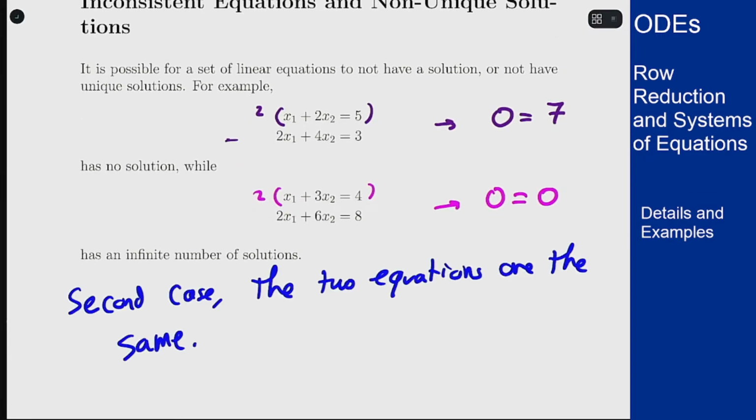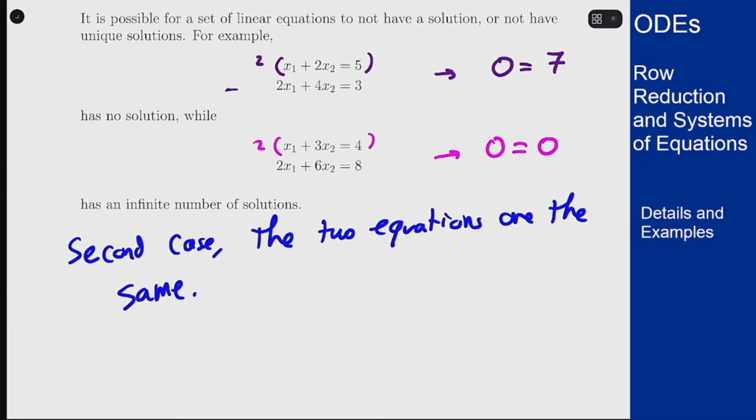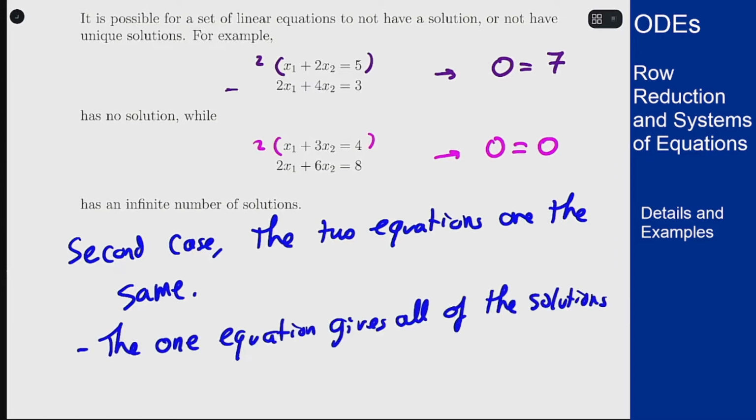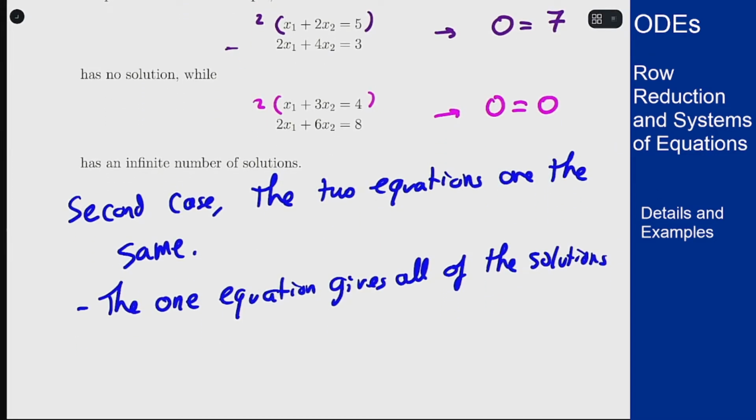And we can also see that directly by looking at them, right? The second one is just twice the first one, and every single term is doubled. So they're really the same equation, and I really only have one equation here. So the one equation gives us all of our possible solutions, in that if I pick anything for x2, picking x1 equal to 4 minus 3x2 will give a pair of points that solve the equation.